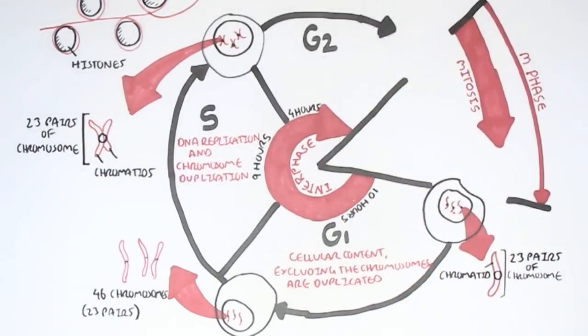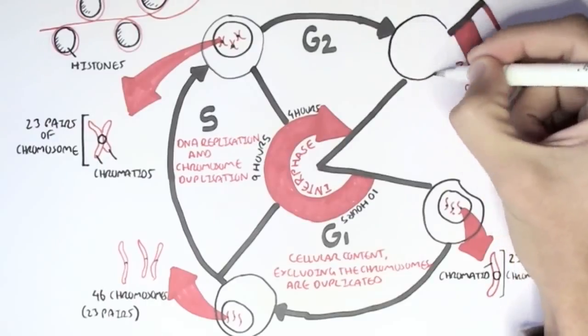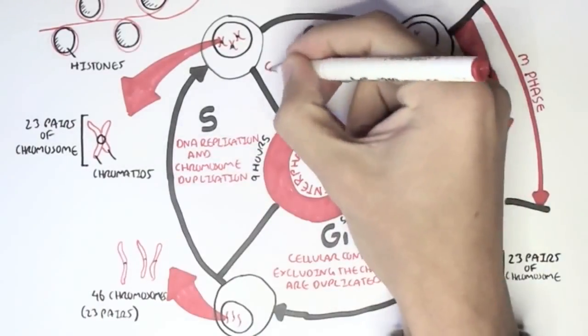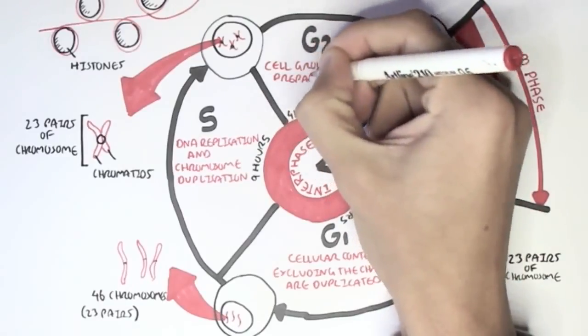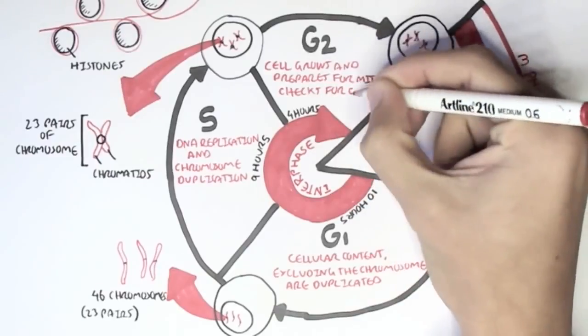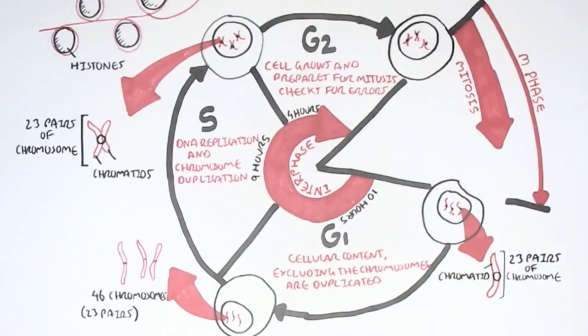Now, after the synthesis stage, the cell will go on to growth 2, which goes on for about 4 hours, and this is where the cell grows and prepares for mitosis. It also checks for errors as well. Essentially, at the end of the G2 phase, the cell will still have 46 chromosomes and 92 chromatids.